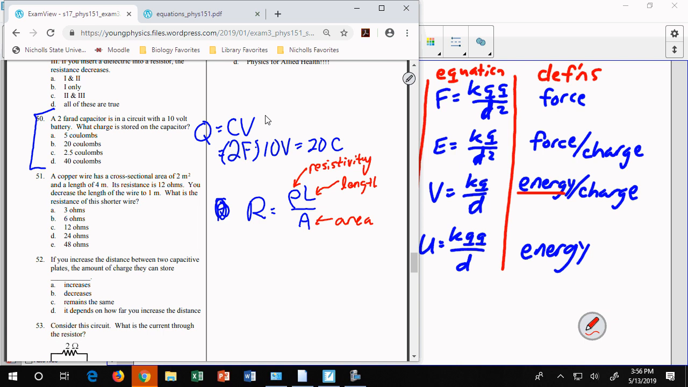So here, I decrease the length of the wire to 1 meter. It was 4 meters, and then I go to 1 meter. So I'm multiplying the length by a factor of a fourth. So I have a quarter in my numerator. That means I'm going to have a quarter over here. So whatever the original resistance was, it's now going to be a fourth of that, or it's going to be 3 ohms.